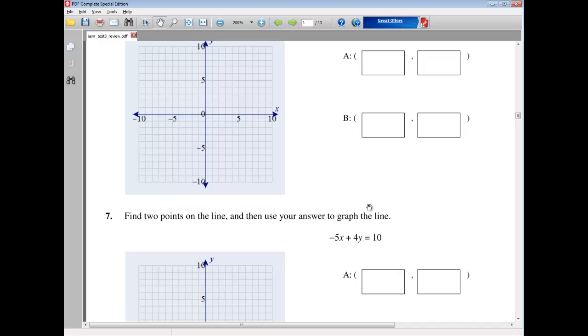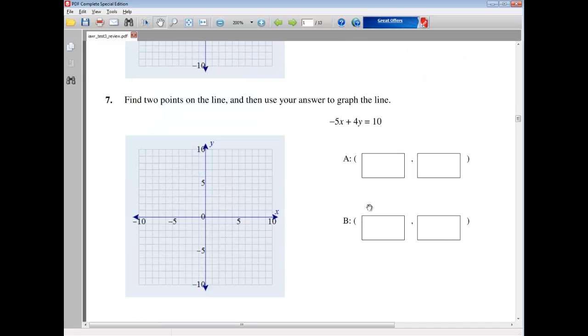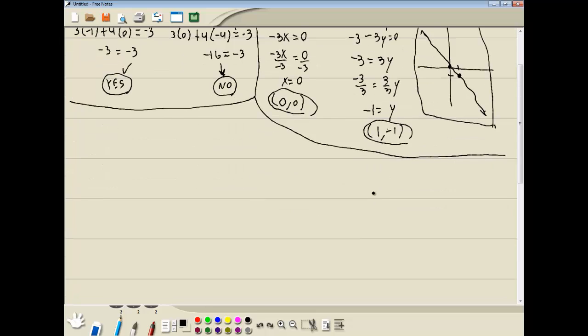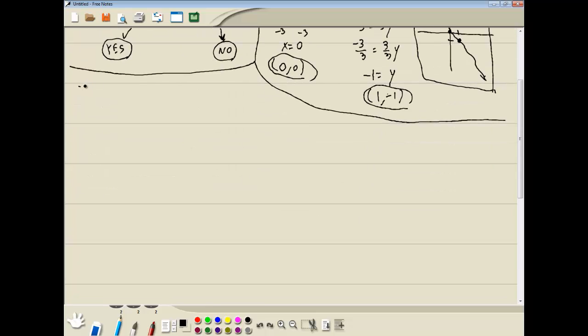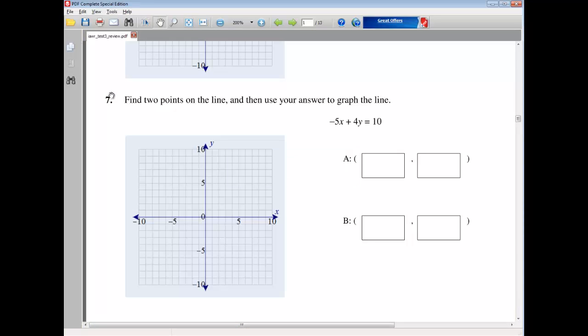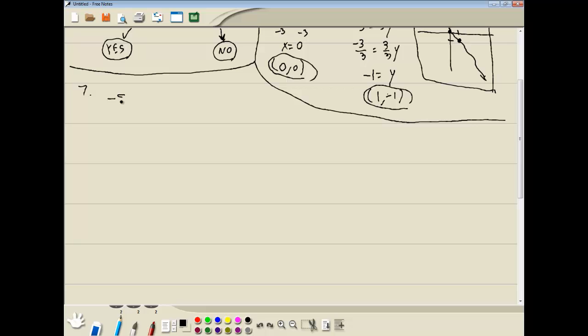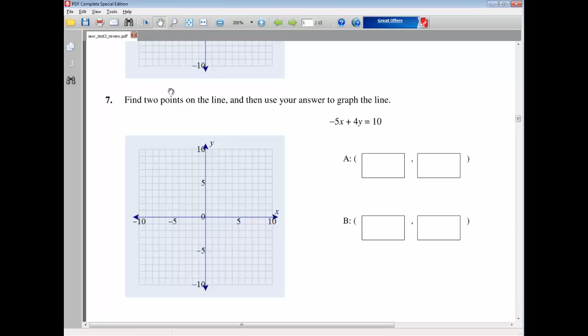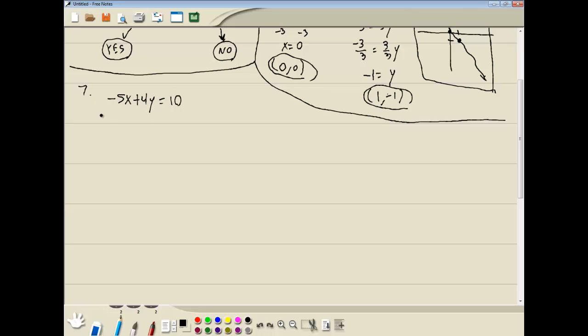Okay, let's take a look at number 7. It says find 2 points on a line and then use your answer to graph the line. So we got negative 5x plus 4y is equal to, I believe, 10. Yeah. Now this time I'm going to try the x-intercept and y-intercept again. It's worth trying. So it makes it a lot easier if you choose zeros. So for x-intercept, we're going to plug 0 into the other variable. So we'll plug 0 in for y.